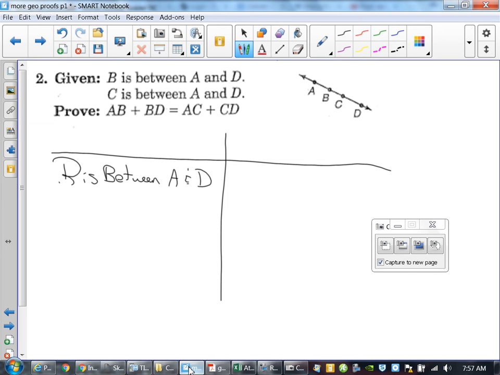So if B is between A and D, we just showed that you get this. AB plus BD is AD. The marker didn't cut. Sometimes there's a dead spot every once in a while there. Okay?